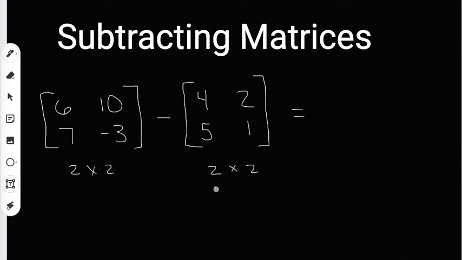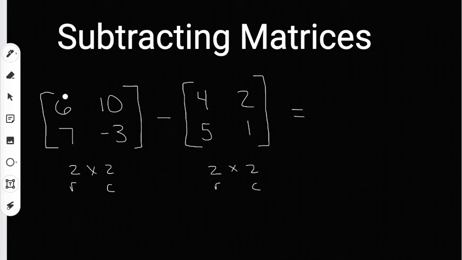And I always put the row number first and the column number second. So I'm always putting the number of rows on the left and I'm putting the number of columns on the right. So now I know that the matrices are of the same dimensions. They're both 2 by 2s. So now I can subtract them component-wise.